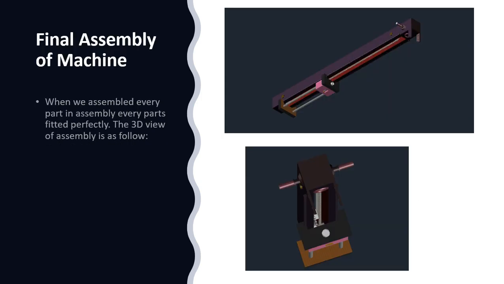Now I am going to show the final assembly of the machine. When we assemble, every part is fitted perfectly. The 3D view of the assembly is as follows. As you can see, the sliding assembly is connected to the vertical skeleton of the machine, and there are two different views of the final assembly of the machine.